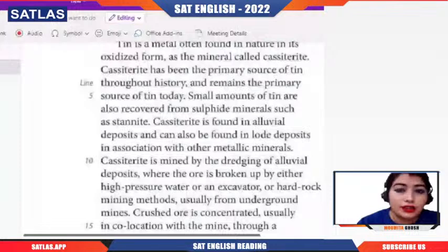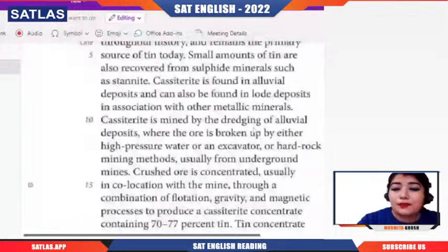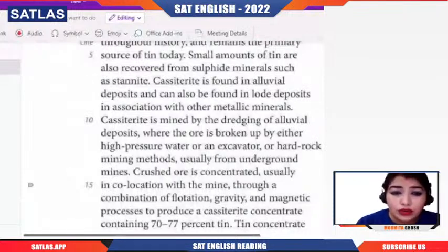Minerals. Cassiterite is mined by the dredging of alluvial deposits. So dredging is actually a type of mechanism where the minerals are discovered or taken out from the soil. Okay.